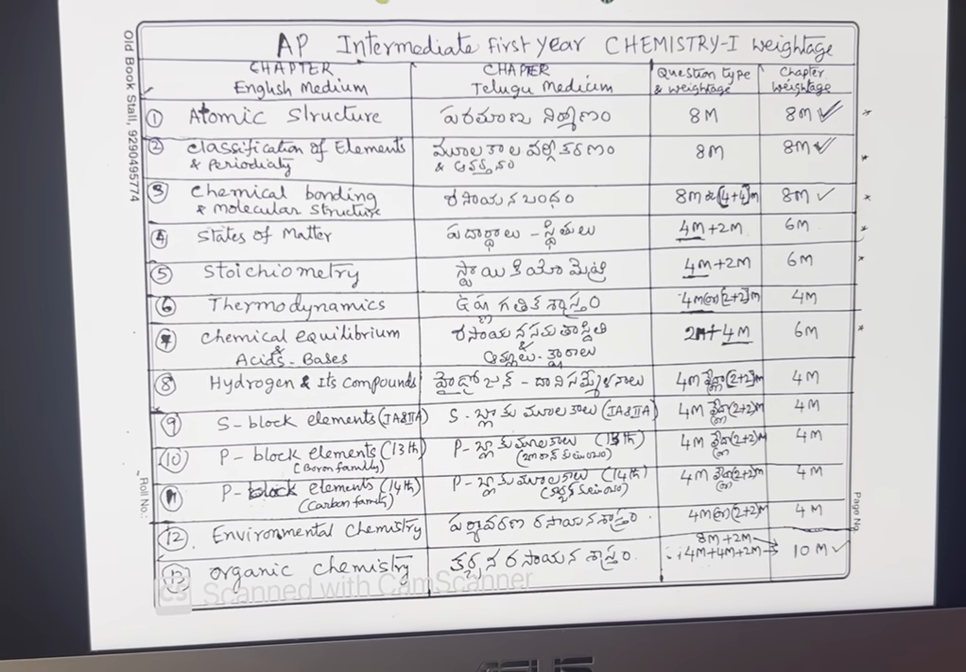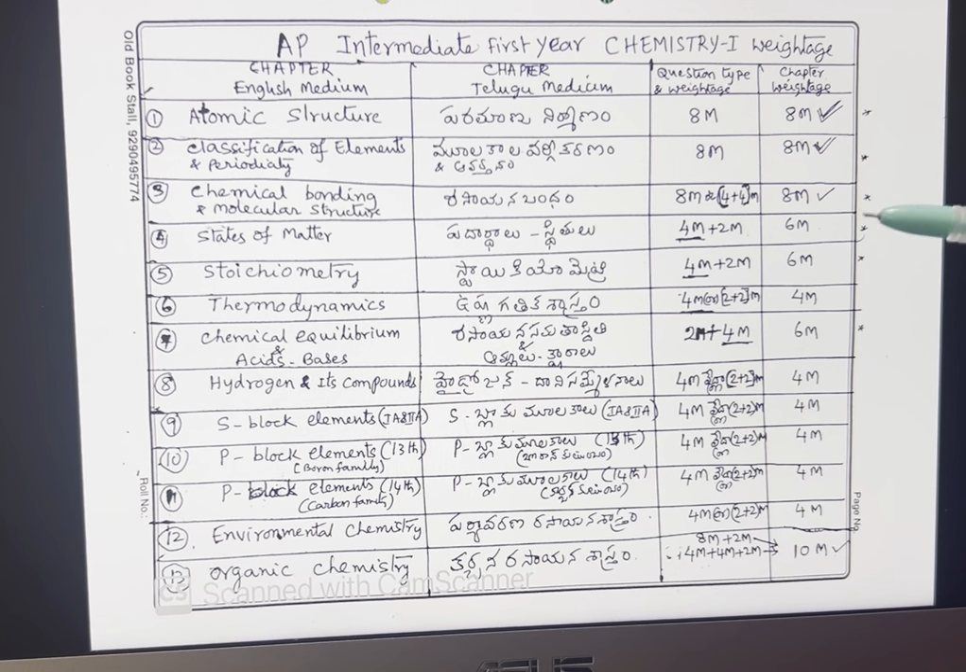In most of the papers I have seen, the first two chapters definitely give 8 marks questions. The third chapter, chemical bonding, and the 13th chapter, organic chemistry, have some choice. If an 8 marks question comes from organic chemistry, then 2 4 marks questions and 1 2 marks question will be given from it.